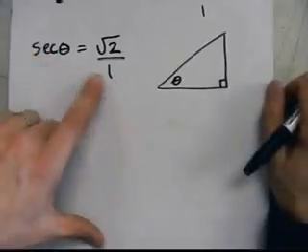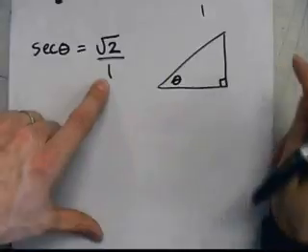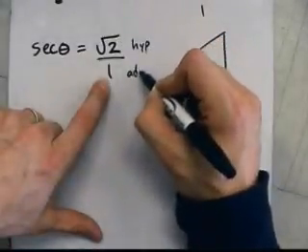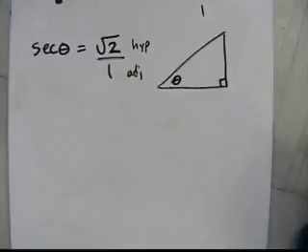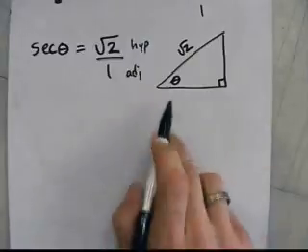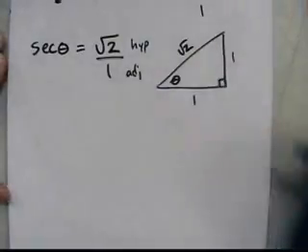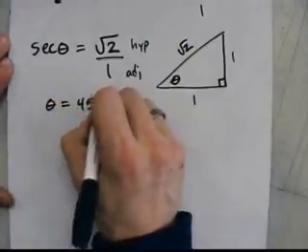Now I've got to figure out what the secant goes with. Secant goes with cosine, right? Cosine's adjacent over hypotenuse. This would be hypotenuse over the adjacent. Are we okay with that? Hypotenuse and adjacent. Adjacent is next to, okay? So hypotenuse is square root of 2, so that's this guy. And the adjacent is next to, so the one next to theta is this one right here. So there's got to be a 1 here. We did Pythagorean theorem. Theta is 45 degrees. So I get 45 degrees.